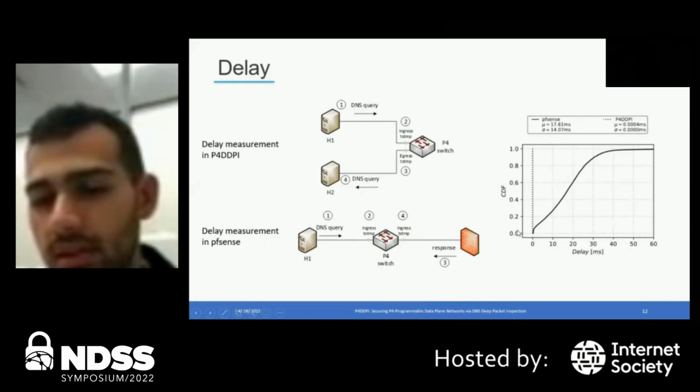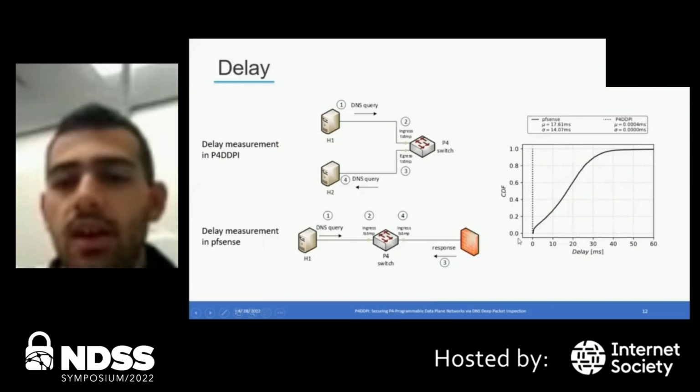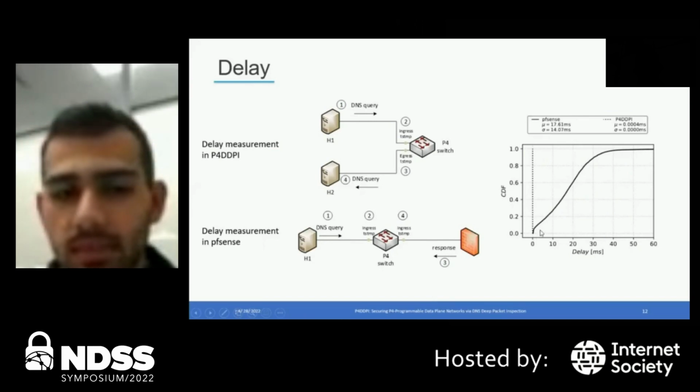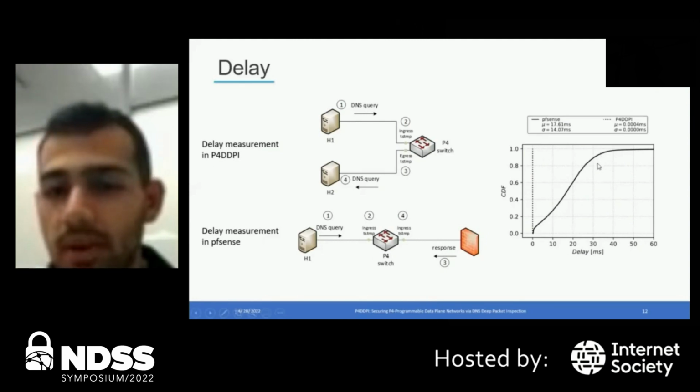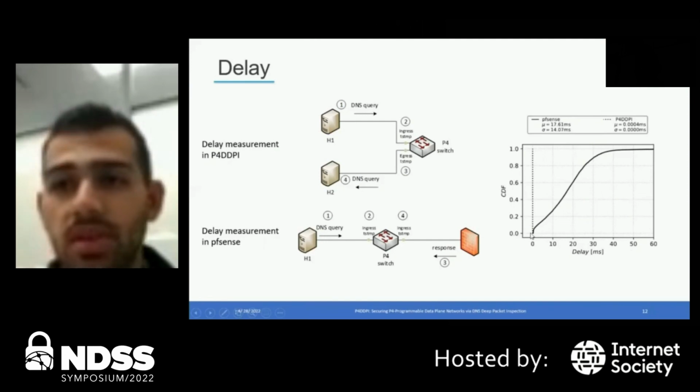As you see here on the right hand side, in the graph, the delay in pfSense can go to milliseconds. However, on the P4 switch, literally parsing the DNS takes hundreds of nanoseconds. So it's very, very fast.